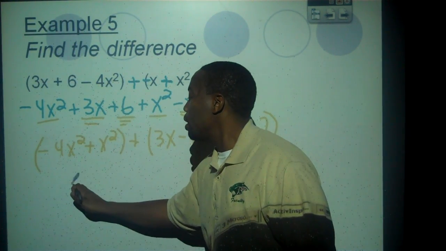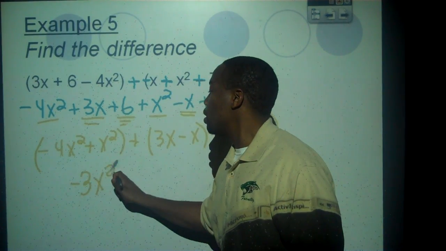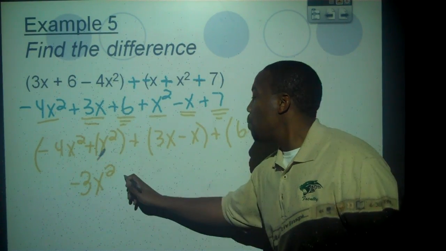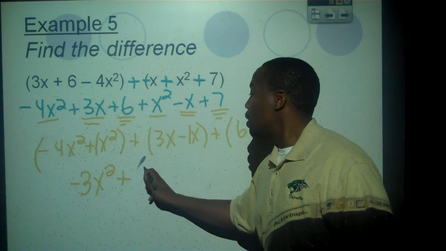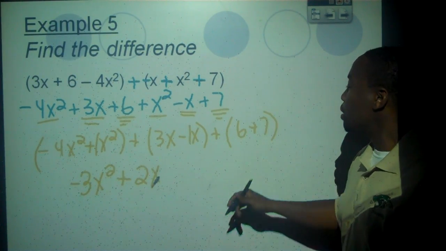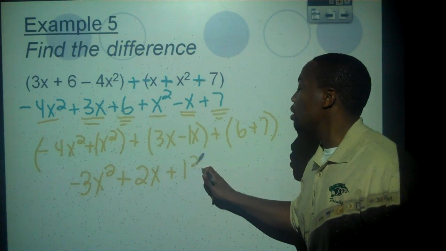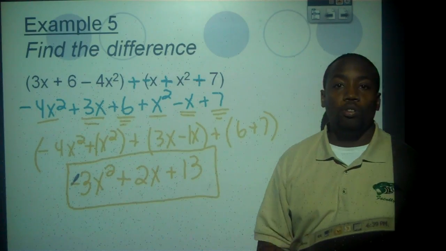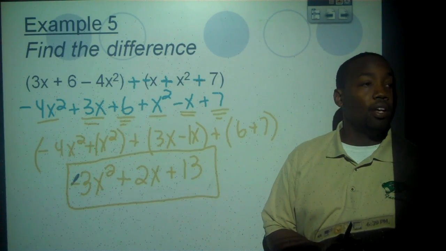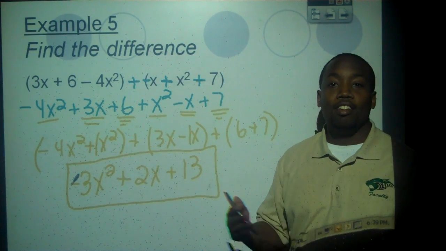So now I get a negative 3x squared, understood 1, plus 3x minus, understood 1 again, will give me 2x, and lastly, plus 13. Here we go. Now you've learned how to add and subtract polynomials, and that's it.